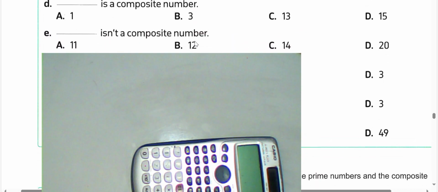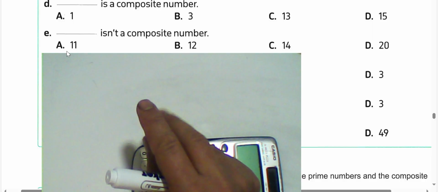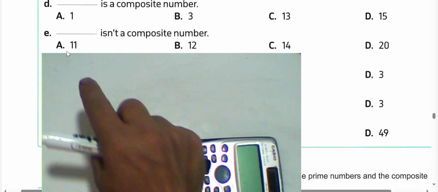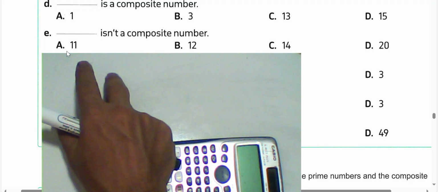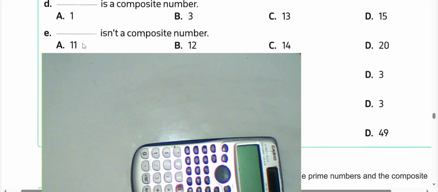Which isn't a composite number? Who can tell me? 11. 11 isn't a composite number. We call it prime because 11 can be divided by itself and 1 only, so it has 2 factors. Okay, 11 can be divided by itself and 1 only, so it has 2 factors.